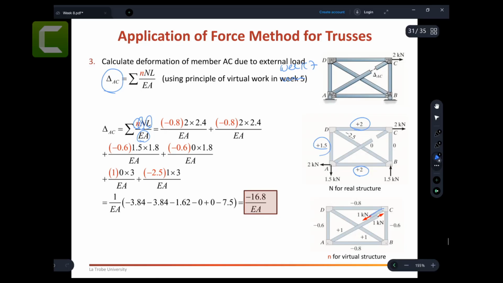And then you put the virtual load 1, and then you find the small n, right? So you have two trusses. One is the real, and then you remove that one and put 1 kilonewton in the direction where you want to find the displacement, and you find the small n, and you substitute that value. You find that displacement delta AC is 16.8. I hope you understand that. It's the same concept as in the beam that we have done.